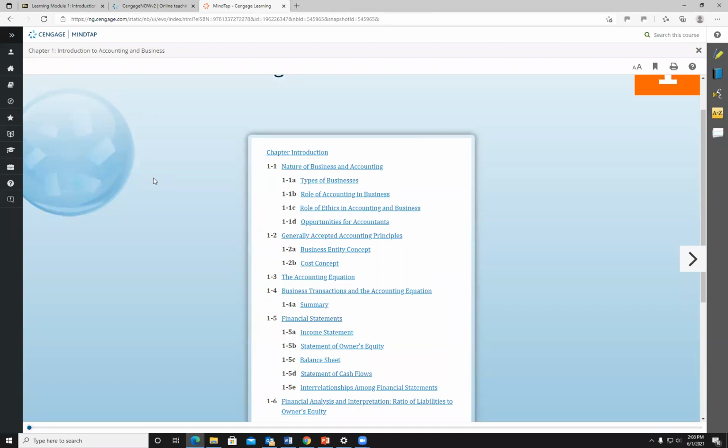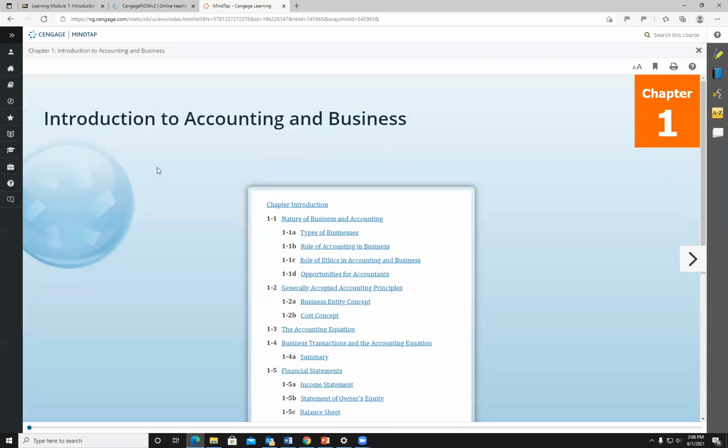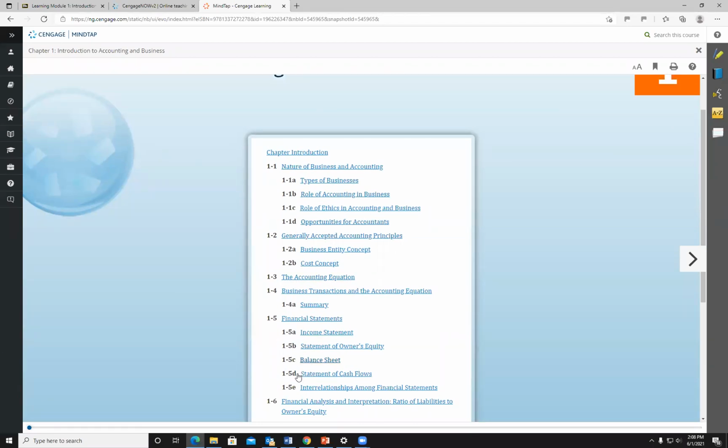Okay, so this week we will be doing chapter 1, which is Introduction to Accounting and Business. Here are some of the learning objectives that we'll be going through in chapter 1. We'll be discussing the nature of businesses, what types of businesses, their roles, what generally accepted accounting principles are, what the accounting equation is, what business transactions in the accounting equation are, and then we'll also discuss the financial statements, as well as financial analysis and the interpretation of financial analysis.